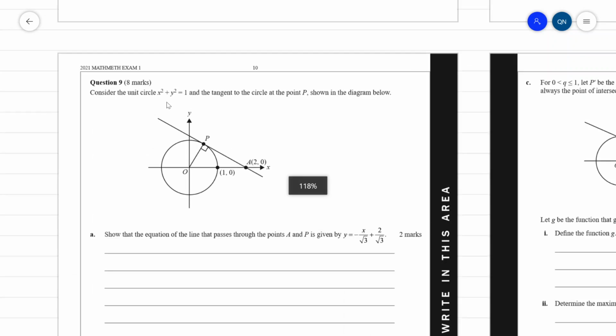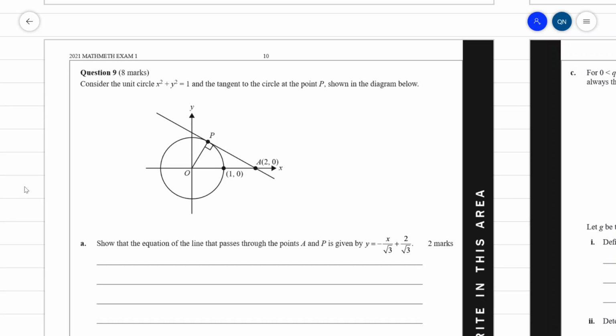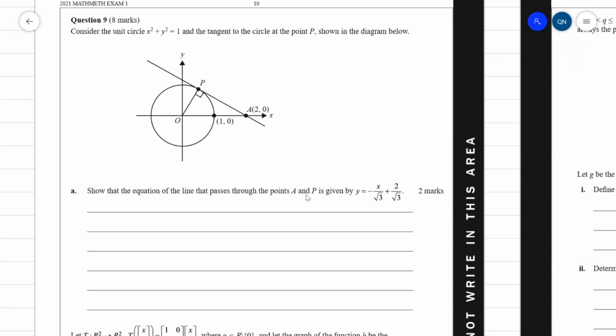So question 9, consider the unit circle and the tangent at the point P. Show that the equation of the line that passes through A and P is given by this equation. Okay, so P, is that a tangent? Consider the unit circle and the tangent to the circle at the point P. So this is a tangent indeed. So how do we do this over here?